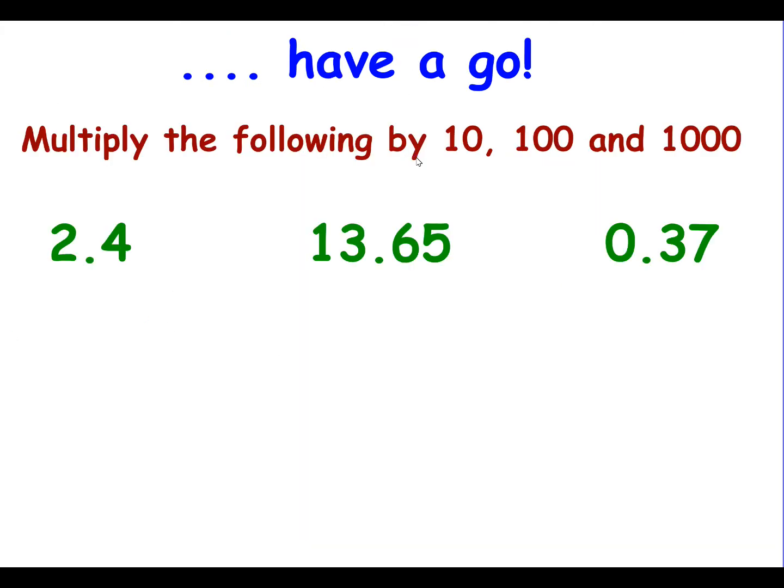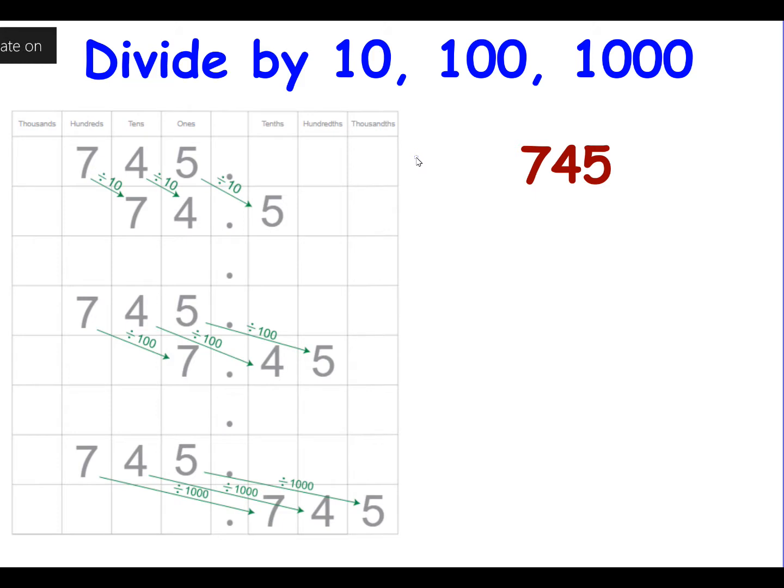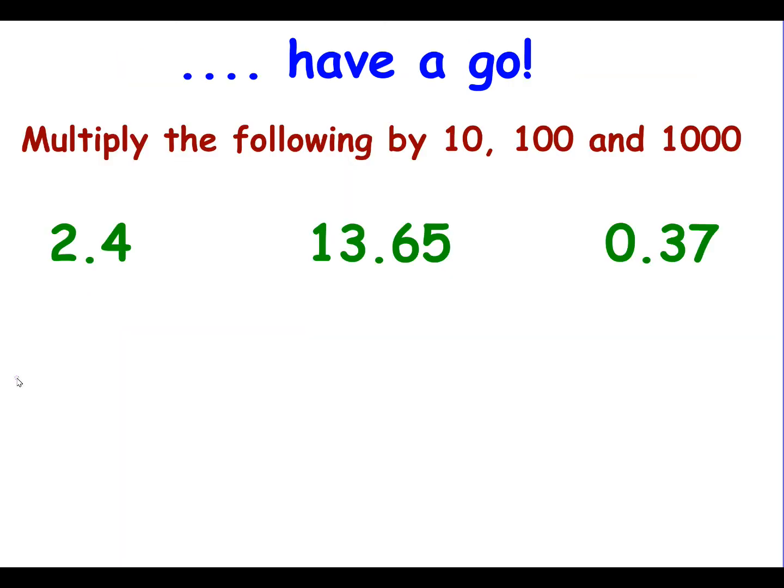Let's have a look at these three numbers and multiply each of them by 10, 100 and 1000. So if I have 2.4 and I multiply it by 10, in effect I can move the decimal place one place to the right. So I end up with 24. If I multiply it by 100, I have to move it another place to the right, which gives us a holding zero, so it becomes 240.